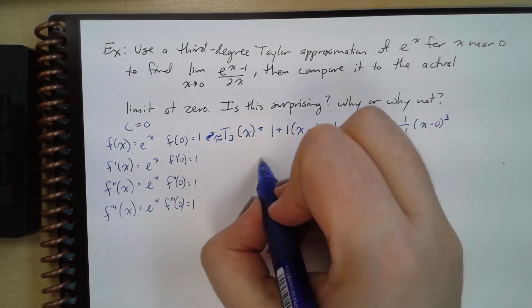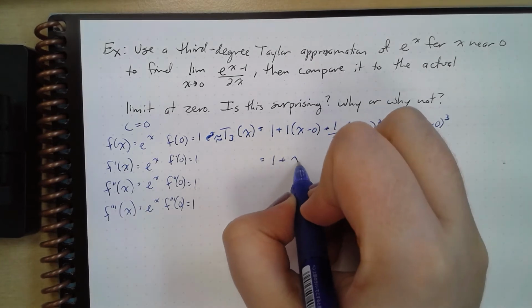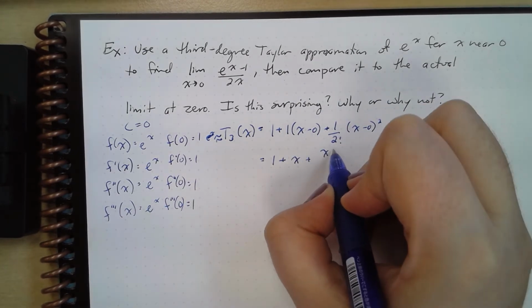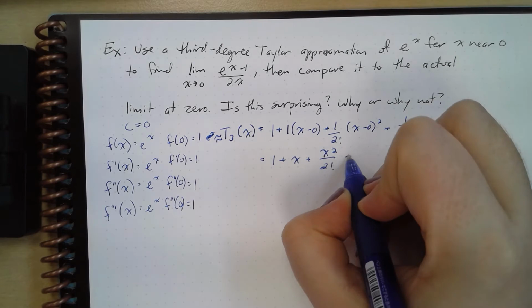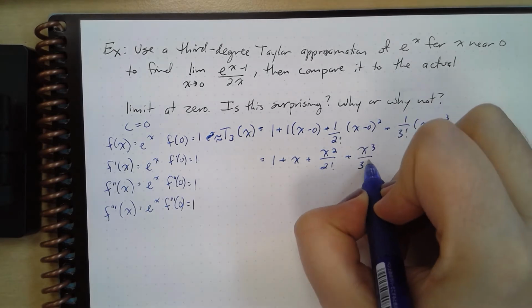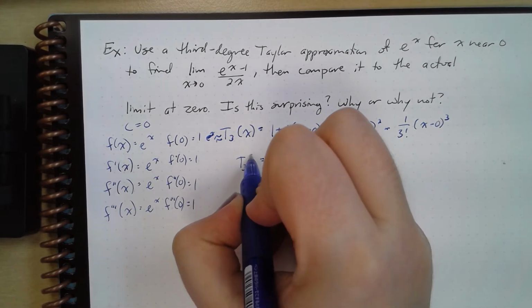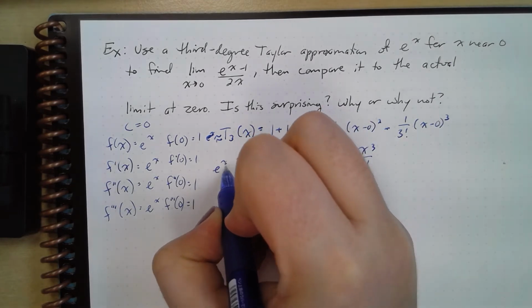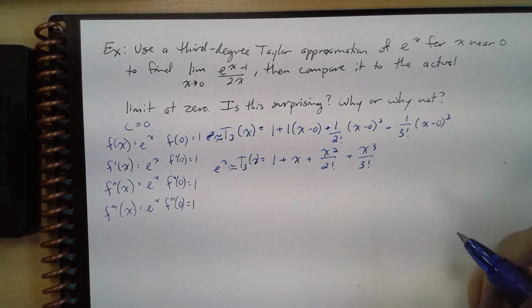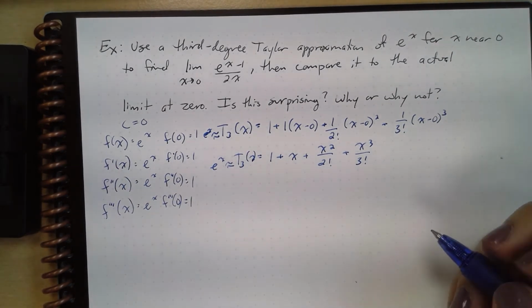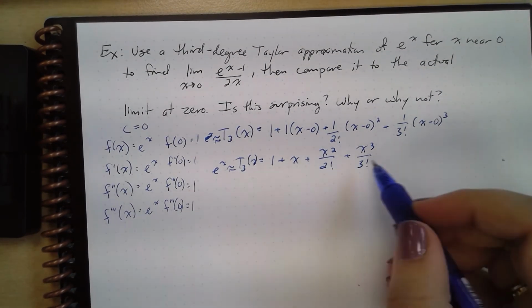And I can rewrite this, so I've got 1 plus x plus x squared over 2 factorial plus x cubed over 3 factorial. That's my approximation of e to the x. Okay, so e to the x is approximately that. Nice, cute and sweet. All right, so we want to use this to find our limit.